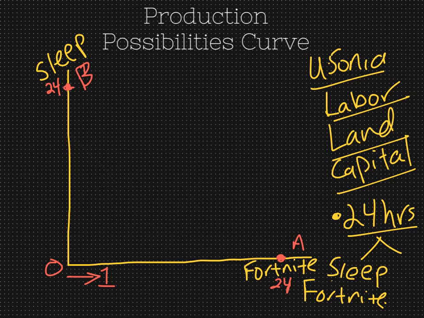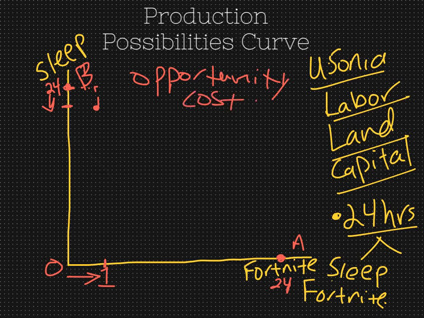What do I have to give up in order to gain an hour of Fortnite? I have to give up an hour of sleep. So I have to drop this hour right here so I can gain another hour of Fortnite right here. We did this one before: I gain some, but I lose some. So I'm at this point right there. All right, so if I were to say, what's the opportunity cost of 1 hour of Fortnite?